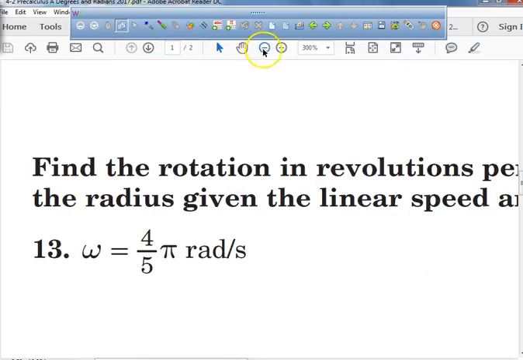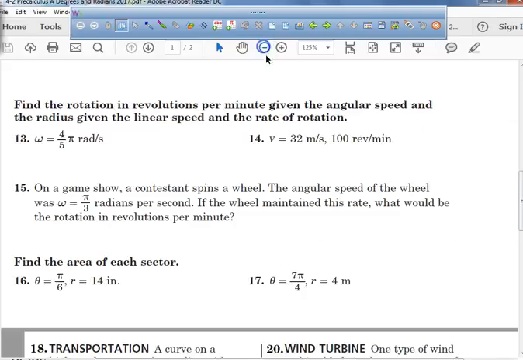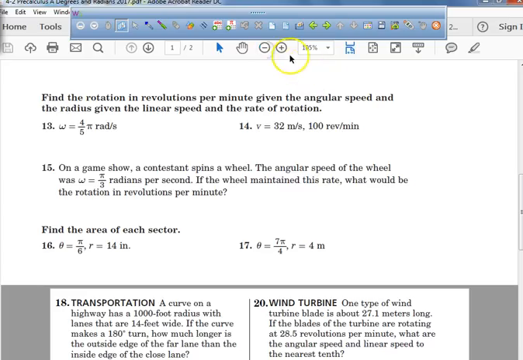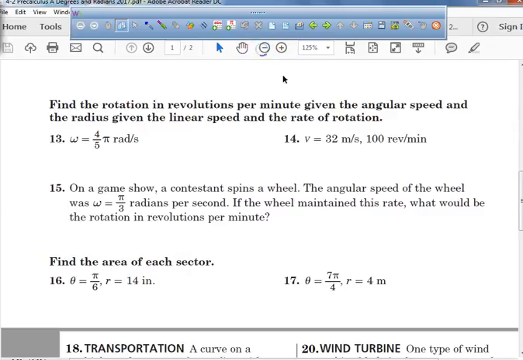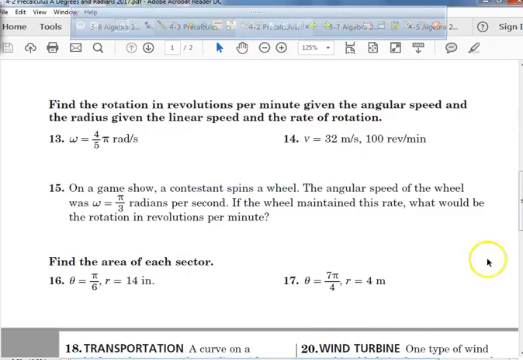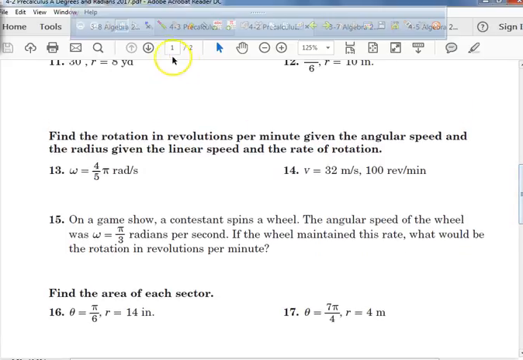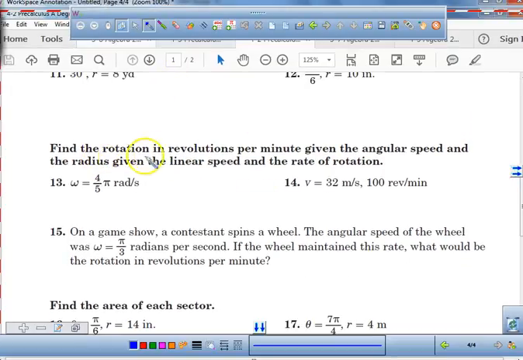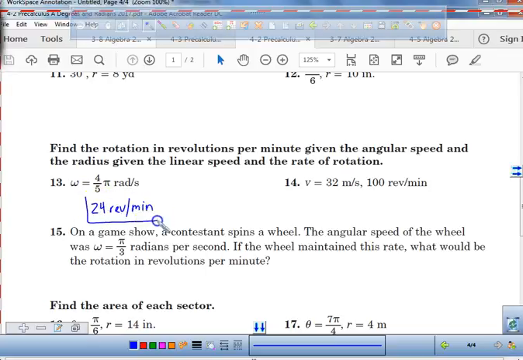Alright, what I'm going to do right now is zoom out just a little bit so you guys kind of know where we're headed. There we go. Alright, so here's what we did. It said, find the rotations in revolutions per minute given the angular speed. So this answer was 24 revolutions per minute. That was the answer to 13.